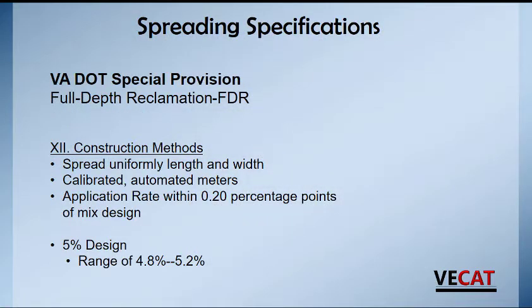Here you see the VDOT recommendation for full depth reclamation spreading of binders. As you can see here, 0.2 percentage points of the mix design. So as we saw in the previous slides, too much or too little can cause a lot of problems later down the road that are not always visible. So because of this, VDOT regulates that application spread rate to be very close to tolerance. So a 5% design can only go 4.8 to maximum 5.2.